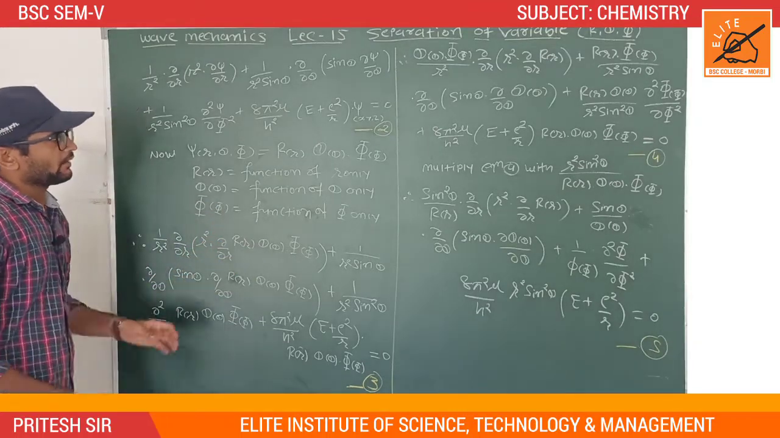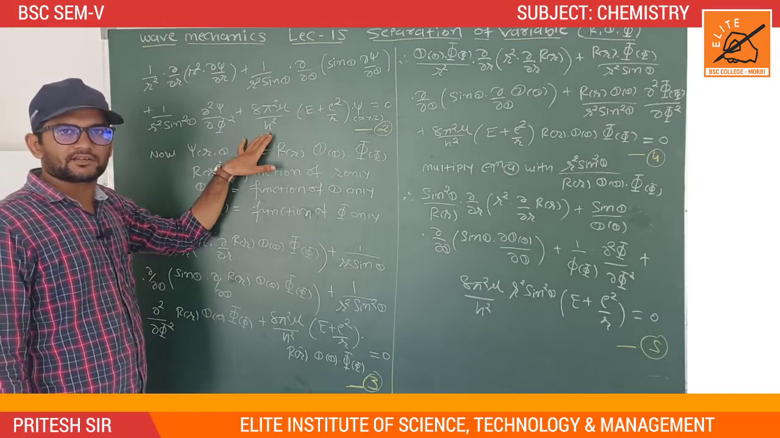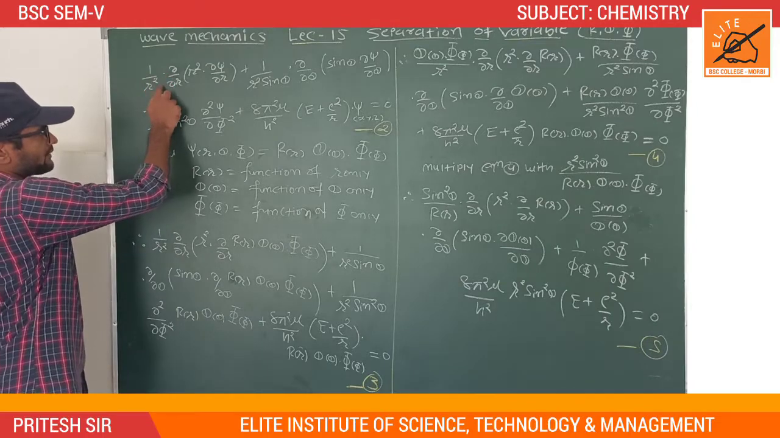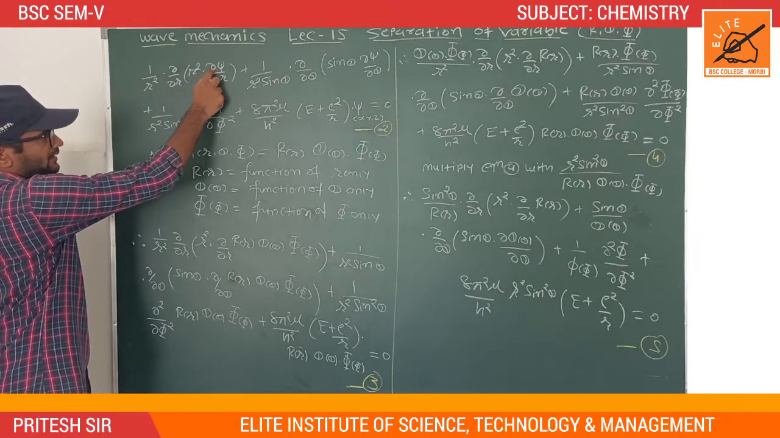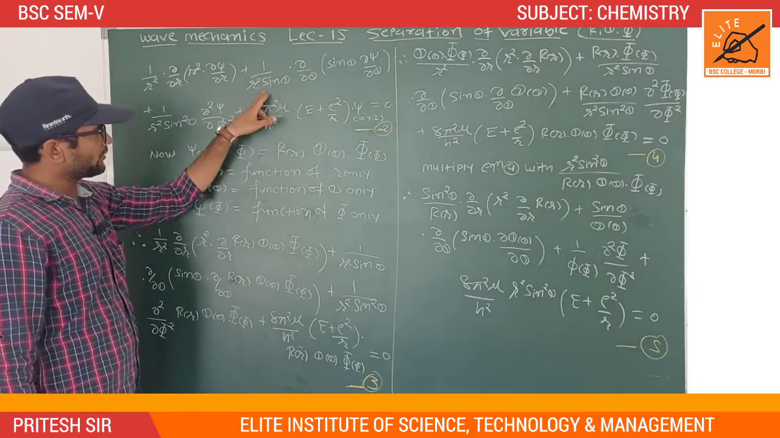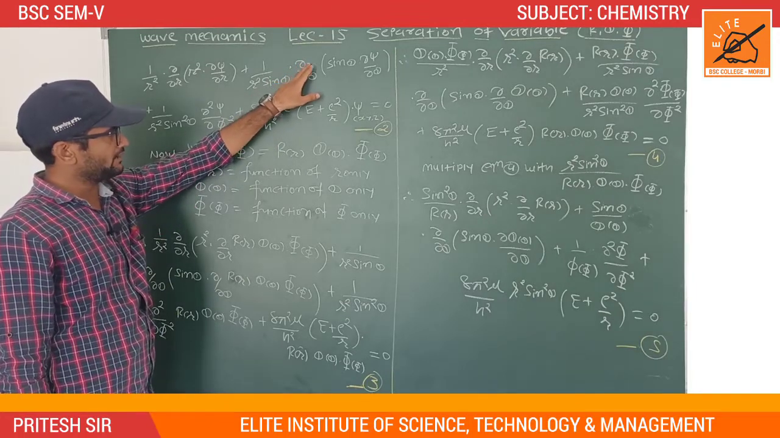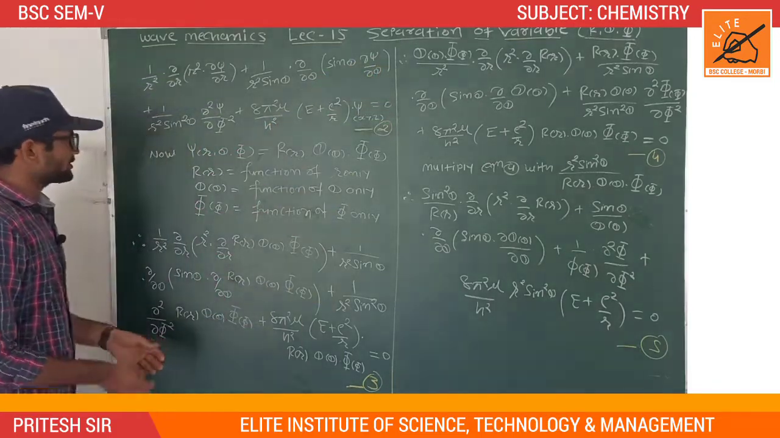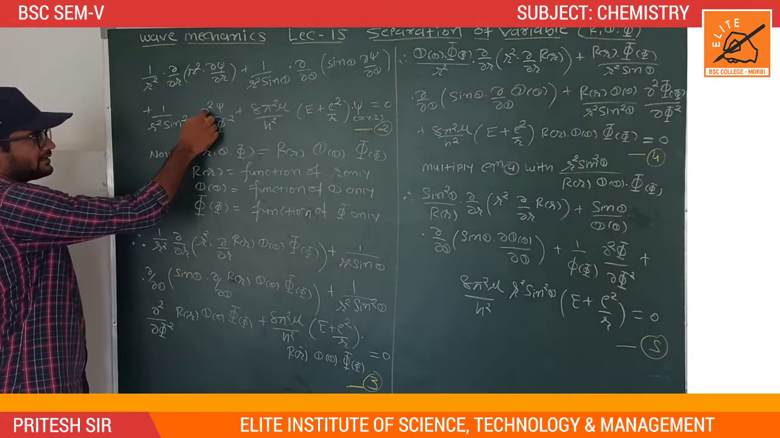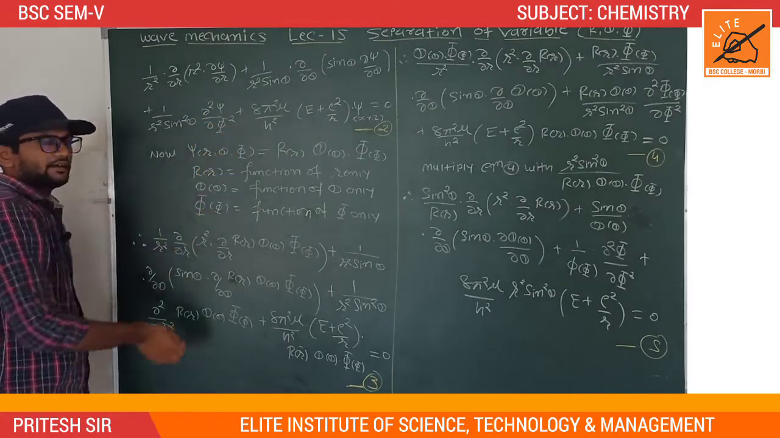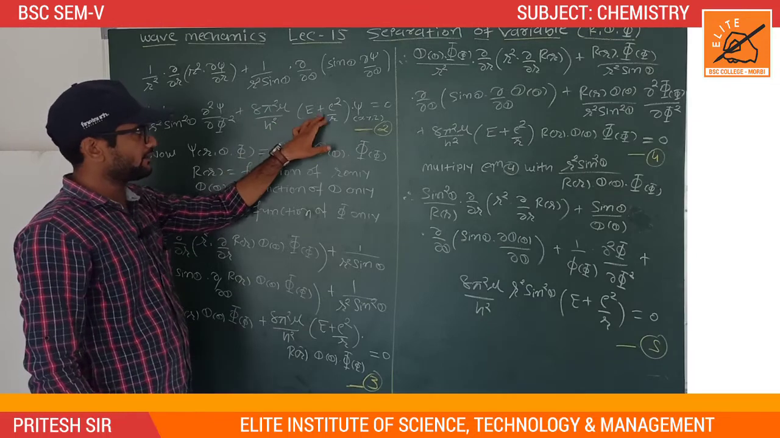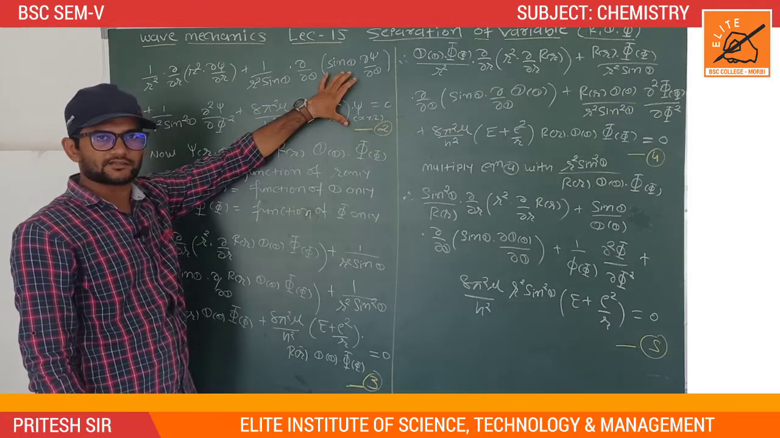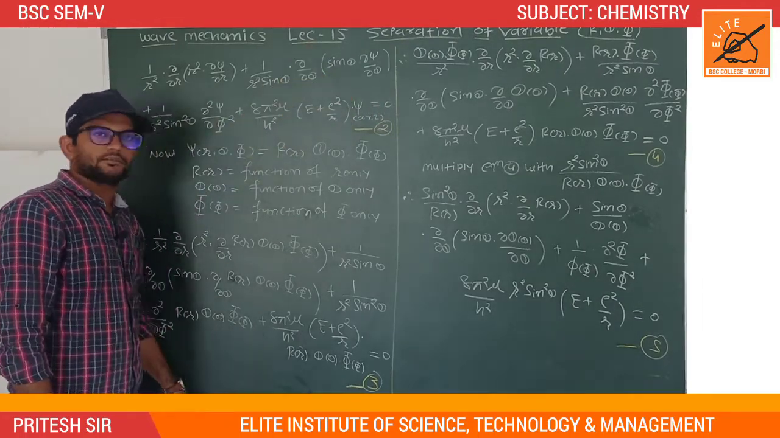First, in the previous lecture, what is the last equation of the Schrodinger equation? The last equation: 1 upon r square del by del r into r square del psi upon del r, plus 1 upon r square sin theta into del by del theta into bracket sin theta d psi upon d theta, plus 1 upon r square sin square theta del square psi upon del phi square, plus 8 pi square mu upon h square into E plus e square upon r into psi is equal to 0. So this is the last equation in our previous lecture number 14.